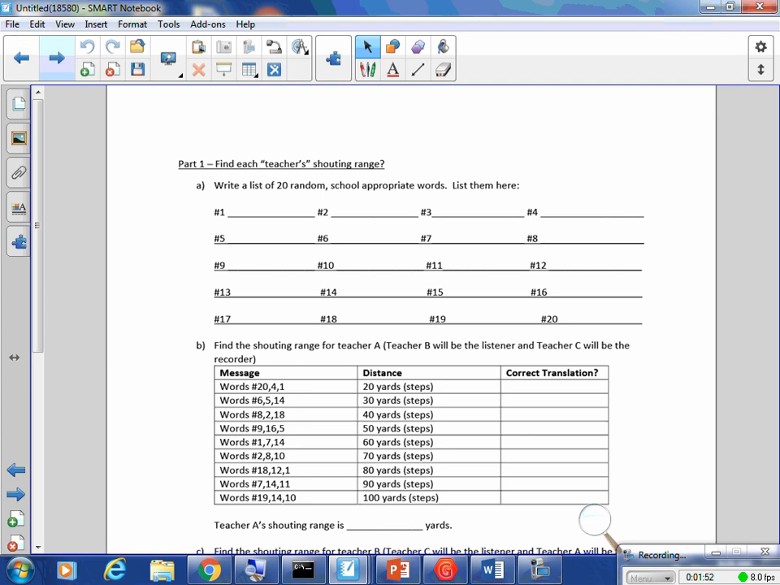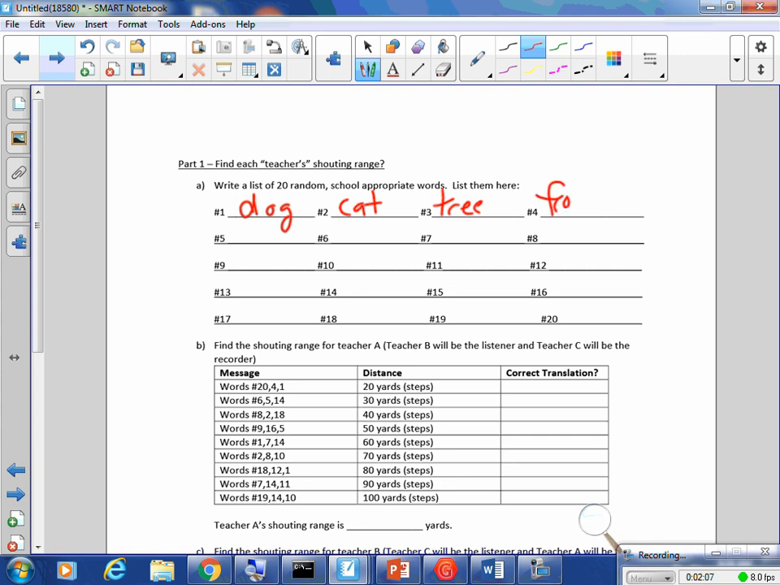The first thing we need to do in order to make that happen is write 20 random school-appropriate words. So let's just do that. Let's say dog, cat, tree, frog, the color red, blue, banana, apple, eyes, nose. Any words will do as long as they're school appropriate.